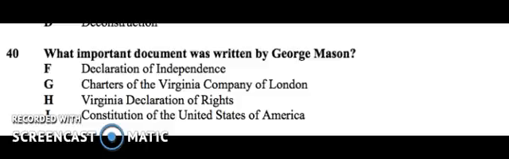Question 40. What important document was written by George Mason? F. Declaration of Independence, G. Charters of the Virginia Company of London, H. Virginia Declaration of Rights, or J. Constitution of the United States of America.